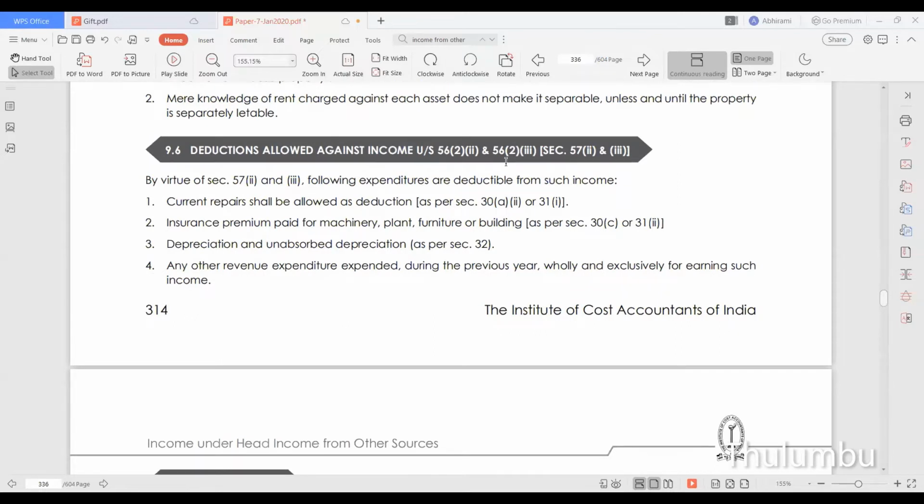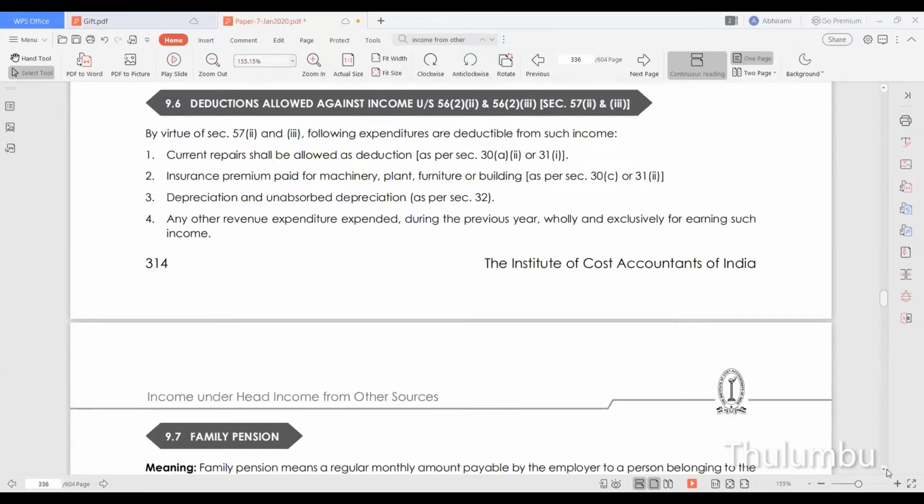So, deductions allowable. For casual income, no deduction is allowed. Whereas in case of the above two, plant and machinery hire or composite rent, we can deduct the following: current repairs, insurance premium paid for the building, plant and machinery, depreciation and unabsorbed depreciation, and any other revenue expenditure. So all of this we can deduct from the income.